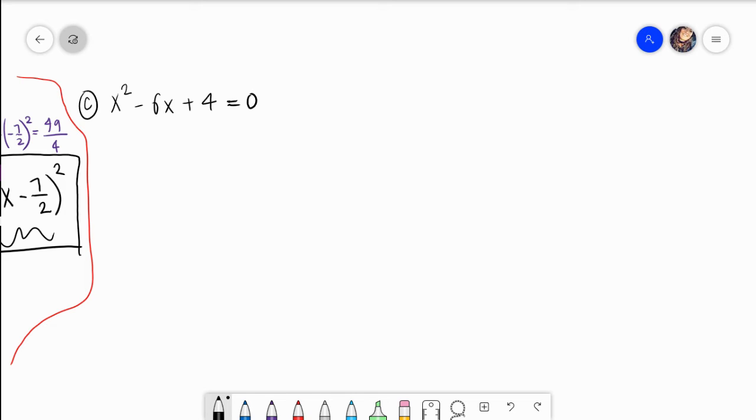And the way I do that, by isolating the binomial on one hand side, I would be moving that constant to the left hand side. So I have x squared negative 6x equals a negative 4. Okay, so what we're going to do is identify our b, half of b, and half of b squared.